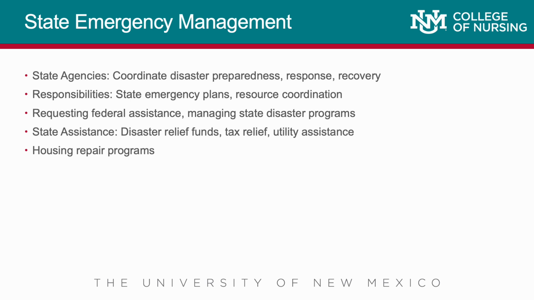State agencies coordinate response and requests for food aid. Many states have their own disaster relief funds, tax relief, and utility assistance programs. They manage the National Guard and the mutual aid agreements with other states to ensure a comprehensive response.